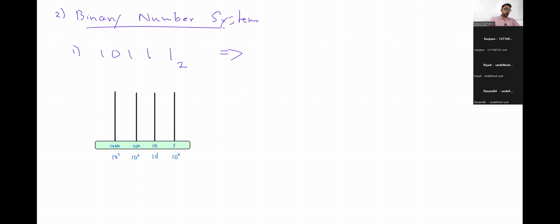We can't represent these numbers. We have to represent something like 10 to the power, sorry, 2 to the powers. In decimal, we use 10 to the power 0, 10 to the power 1, 10 to the power 2, something like that. Here we use 2 to the power 0, 2 to the power 1. Okay.